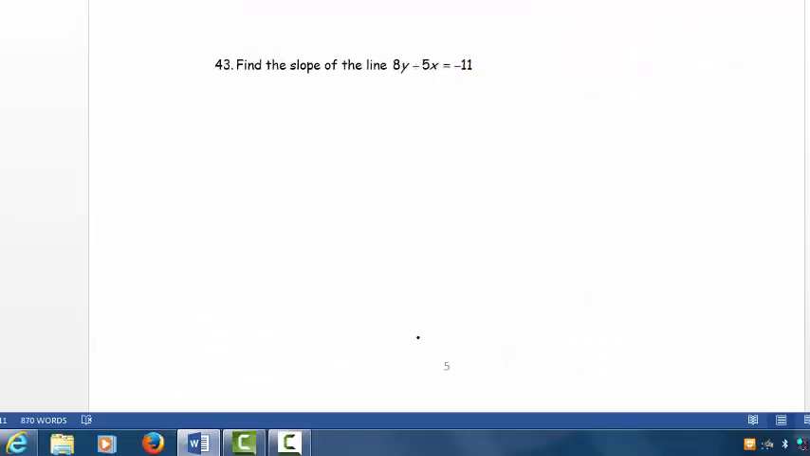Problem 43. We will find the slope by converting this equation to y equals mx plus b form. To isolate y, I will add 5x to both sides of this equation. Bring down the equal sign. 8y equals. These two terms are unlike. They do not combine into a single term. We write both terms. Write the x term first, 5x, and then minus 11. To isolate y, we need to divide both sides by 8, distributing division of 8 across addition and subtraction.